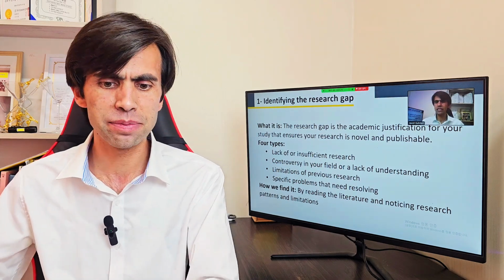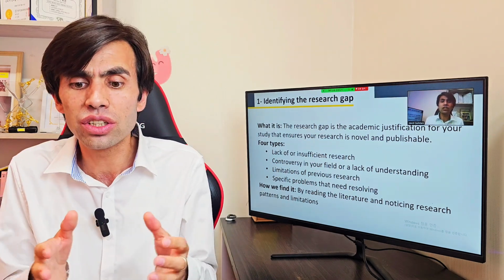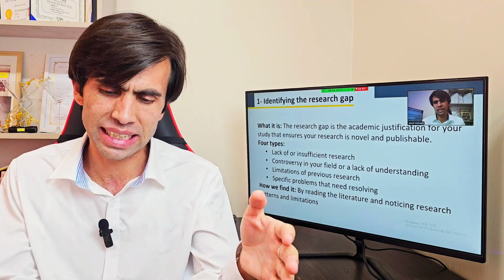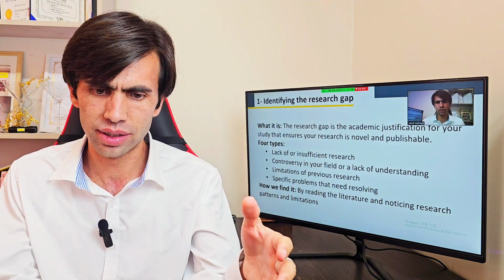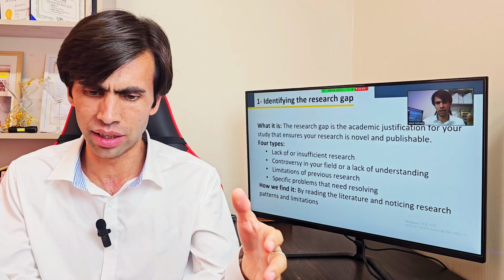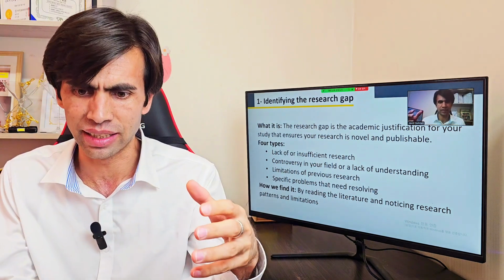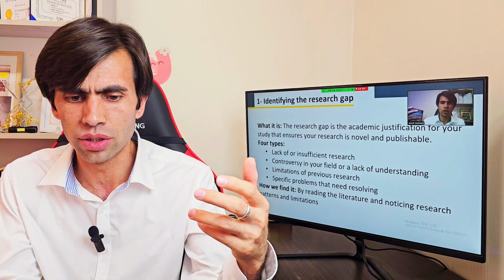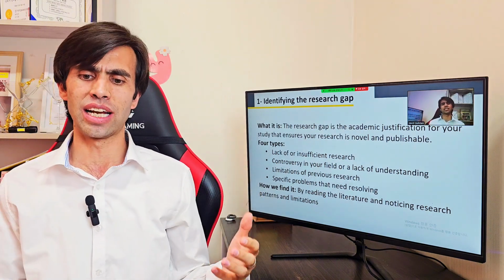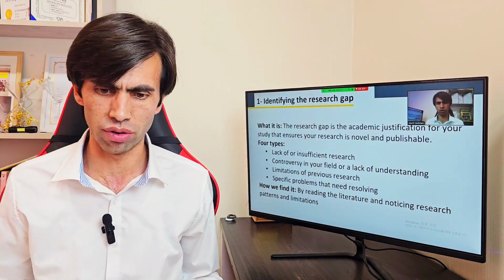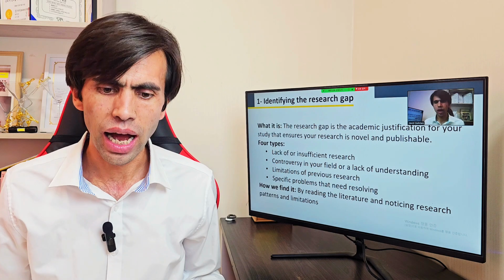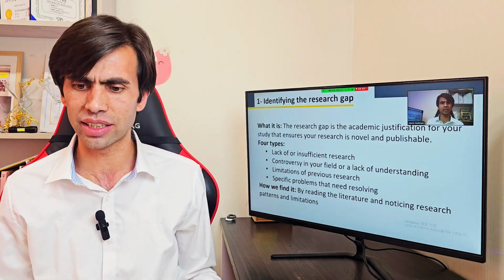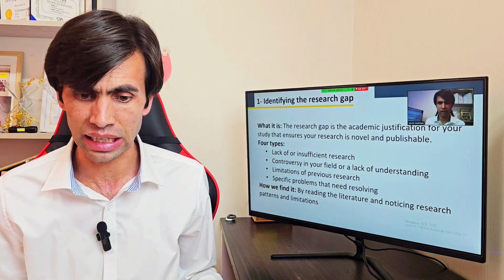So the fourth thing is specific problems that need resolving. When there are some problems existing in the research area that you are interested in, and you have created that research idea, it means there is a research gap, and you are going to resolve that. How are we going to find out? We are going to find out by reading the literature and noticing research patterns and limitations.